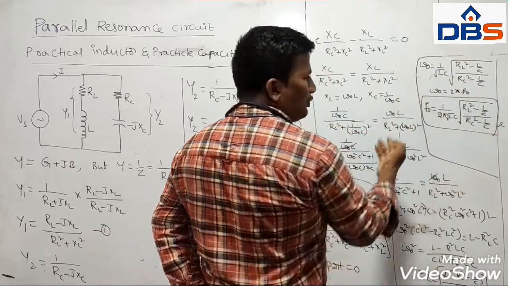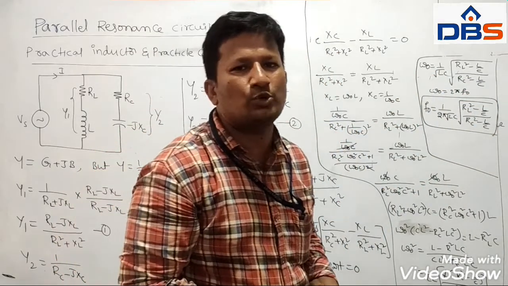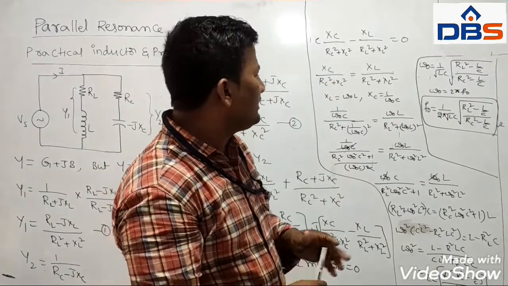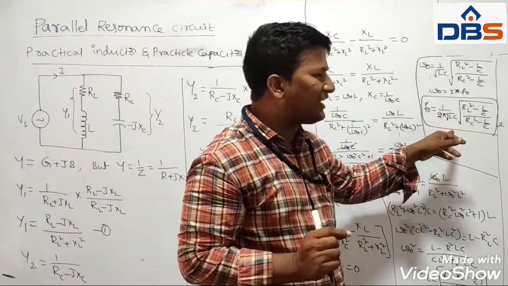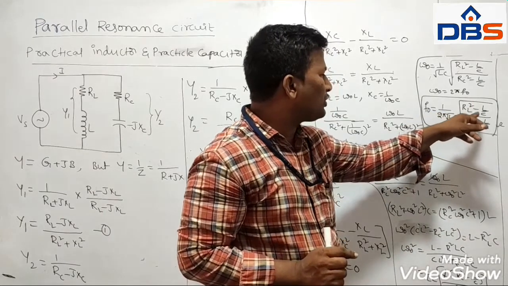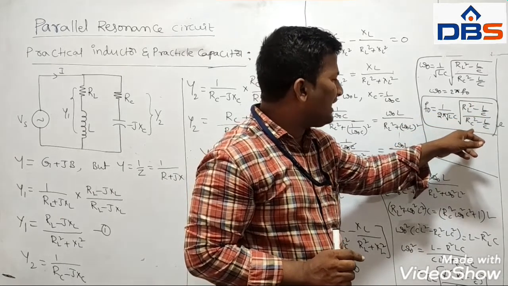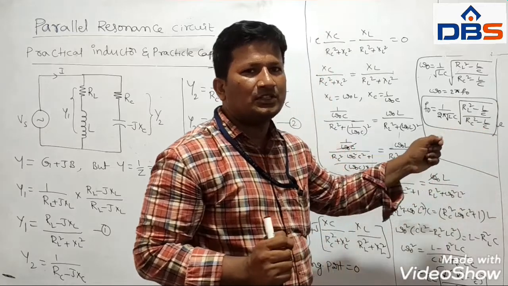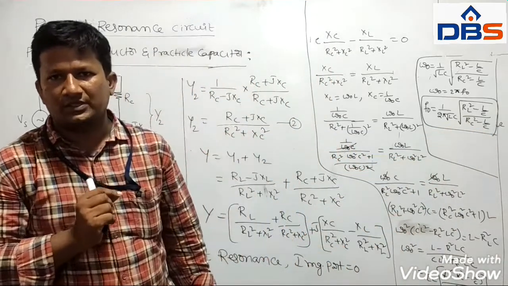L by C). But we know that omega naught is nothing but 2 pi F naught. From that, F naught is equal to 1 by 2 pi root LC times the square root of (RL square minus L by C) by (RC square minus L by C). Stop here.